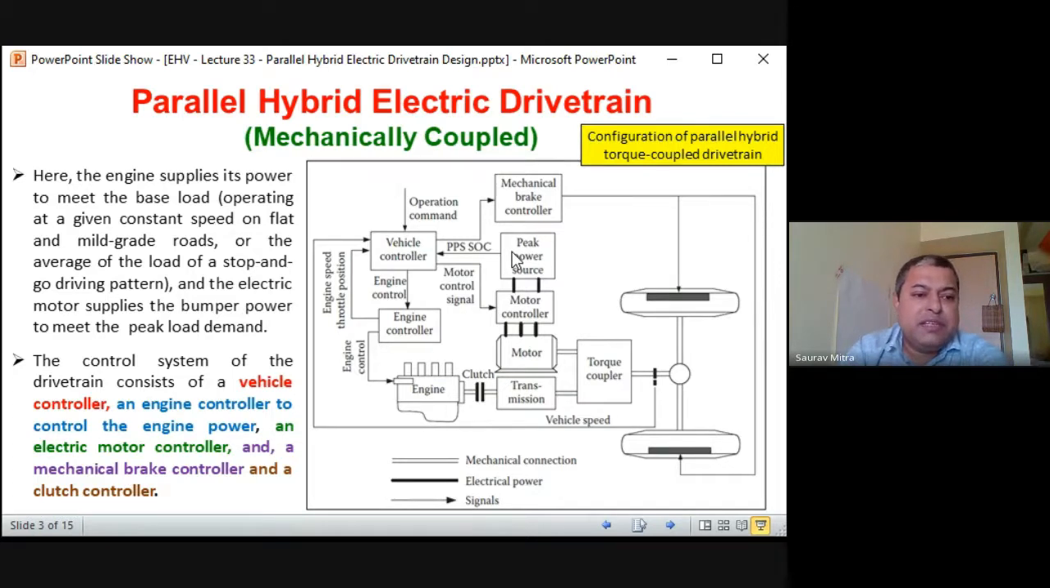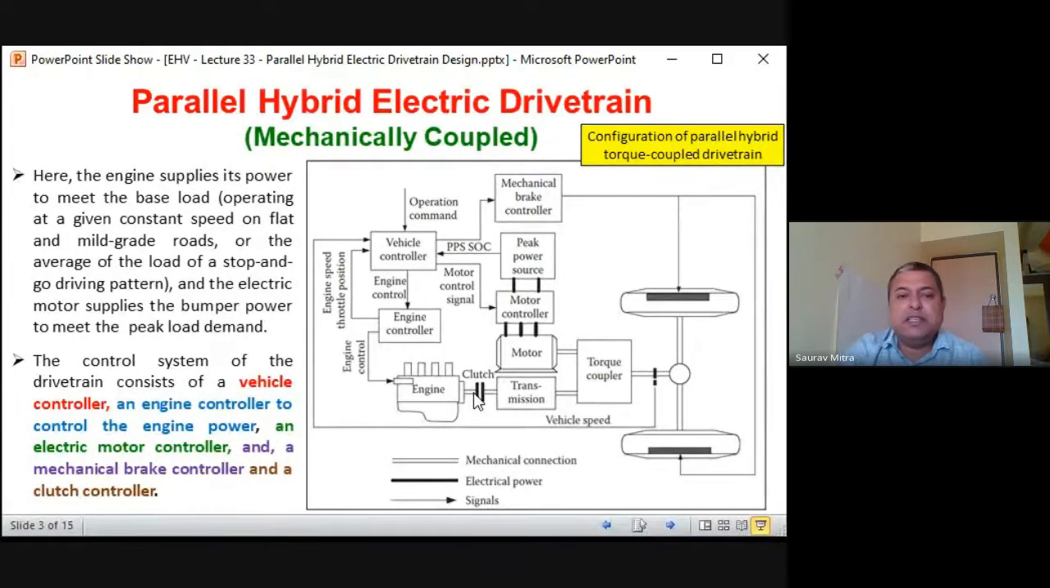The control system of the vehicle drivetrain consists of a vehicle controller. So this is the first thing, an engine controller. I'm reading from here. An engine controller which is mainly controlling the engine, and an electric motor controller. This engine controller and electric motor controller are the main control elements for the mechanical power to the output. And a mechanical brake controller, at the top, and a clutch controller. The clutch controller is coming just after the engine.